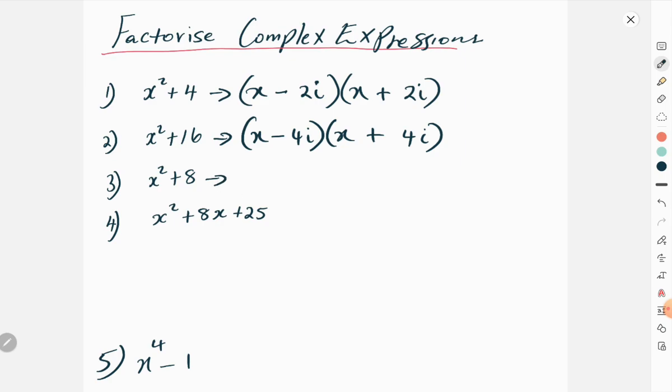Coming to the third one, it is done the same way as well. It's just that 8 is not a perfect square number. But anyway, we can find the square root of 8, which is equal to 2 root 2. Then we put i with the 2 root 2, then we put the signs in the middle.